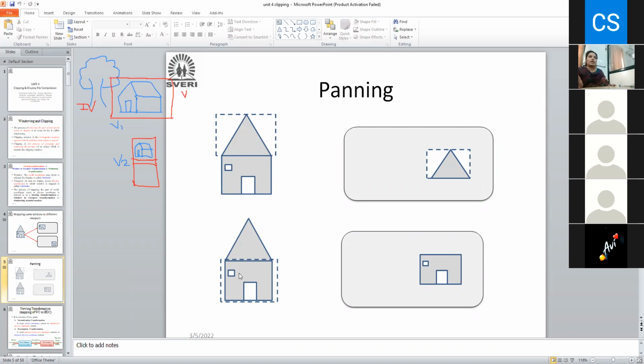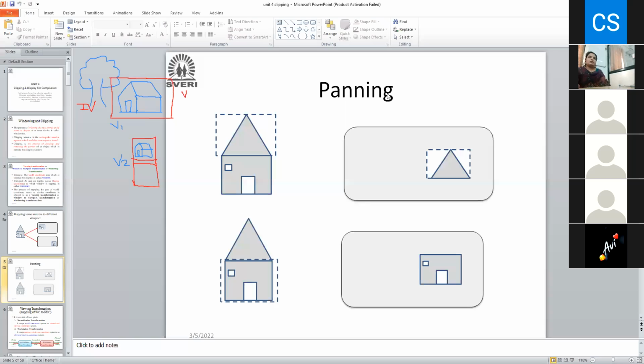One is roof and the other is wall, and I am representing them in two different viewports. So it gives you all types of views for the window. That is the concept of panning. It is one of the important questions as far as MCQs are concerned.